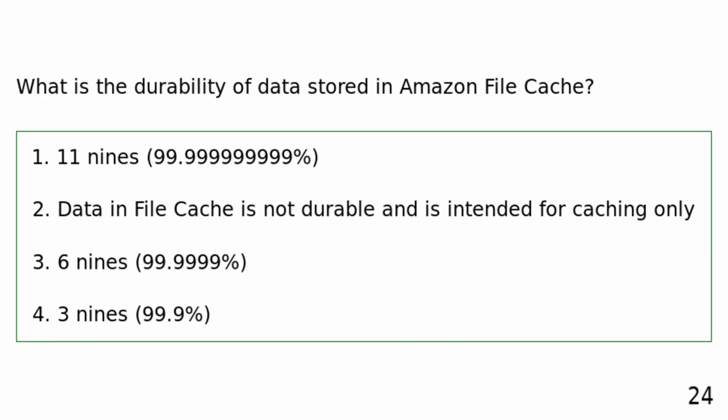What is the durability of data stored in Amazon File Cache? 11 nines. Data in file cache is not durable and is intended for caching only. 6 nines. 3 nines.